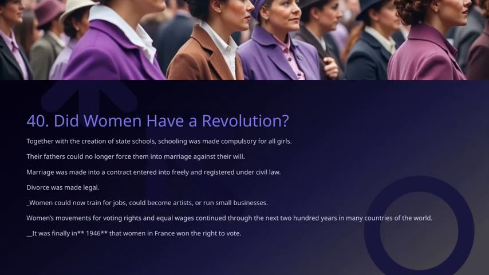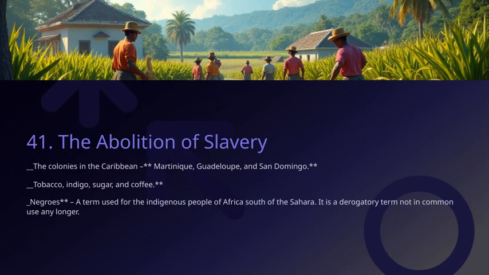Women's movements advocating for voting rights and equal wages persisted for centuries across many countries. And a landmark moment was reached in 1946, when women in France finally gained the right to vote. This was a pivotal achievement, marking a significant milestone in the ongoing struggle for women's rights and equality around the world. Now, let's talk about the abolition of slavery and the key regions involved.